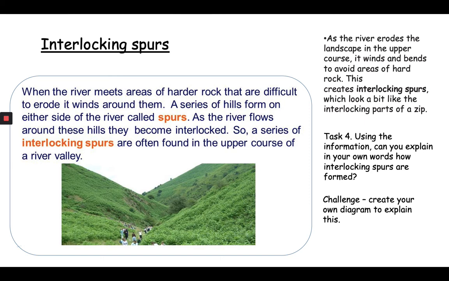So basically, as the river erodes the landscape in the upper course, it winds and bends to avoid areas of hard rock. This creates interlocking spurs, which look a little bit like the interlocking parts of a zip. So you can see on this video here, these parts are interlocking, like a zip. So your task now, using the information that I've just read out: can you explain in your own words how interlocking spurs are formed? And then a challenge, create your own diagram to explain this. Pause the video, thank you.